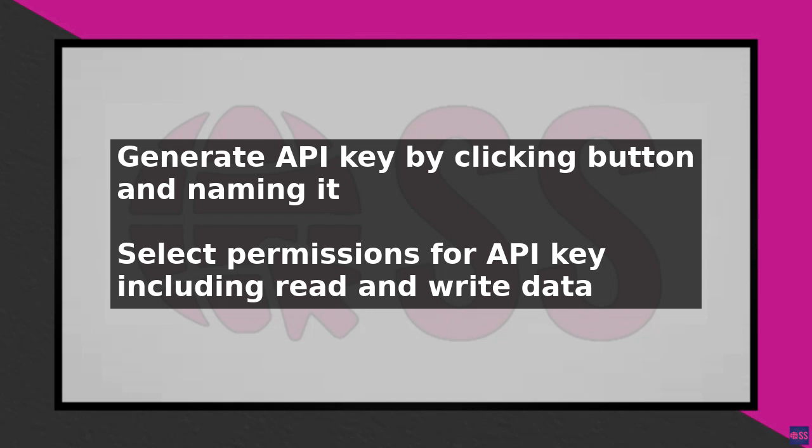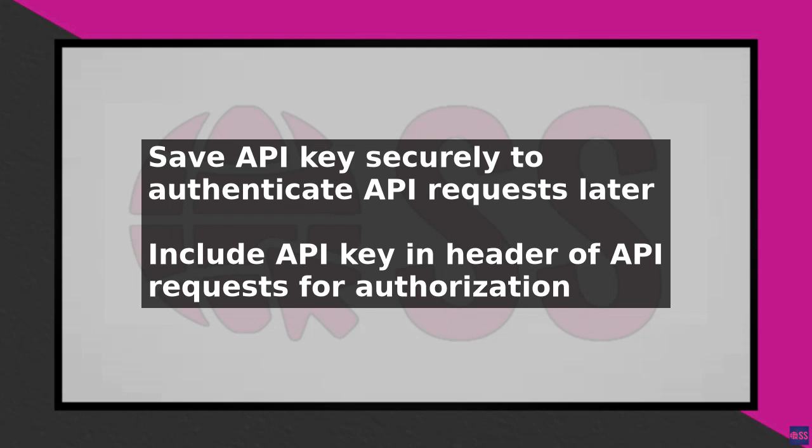Once you have selected the permissions, click on the Generate API Key button to create the API key. You will then be given the API key, which is a long string of characters. You should save this API key in a secure location, as it will be used to authenticate your API requests. It is also important to note that you should never share your API key with anyone, as it can be used to access your account and execute trades.